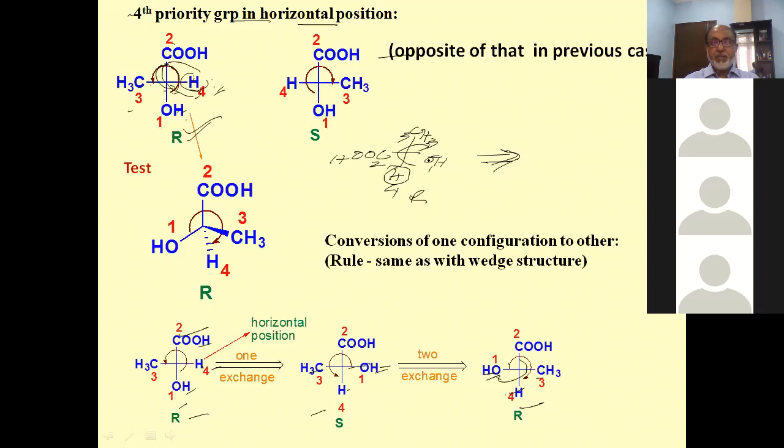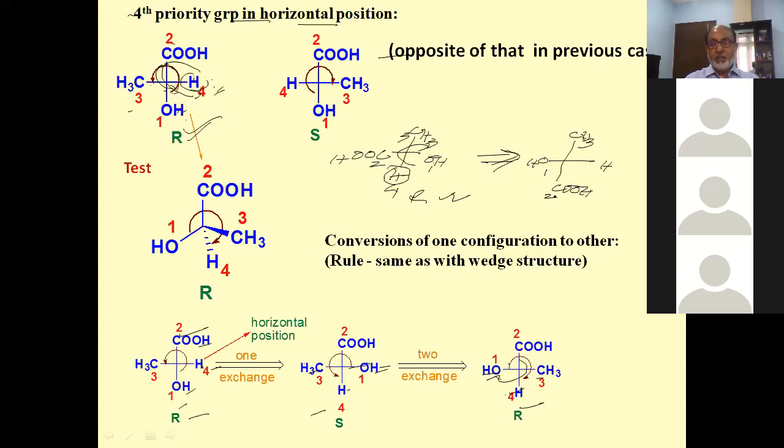Now, if you change the position of the groups to keep the configuration same, then what you do? Exchanges, you can do it like this. You keep any group fixed. Suppose CH3 group you fix, keep it here in its position. Other three groups, OH, H, COOH, you can rotate them in clockwise or anti-clockwise. Suppose you bring here OH, COOH will come here, and H will come here. So this is also going to be R. Just check whether it is R or not.